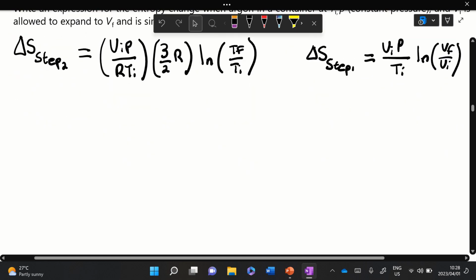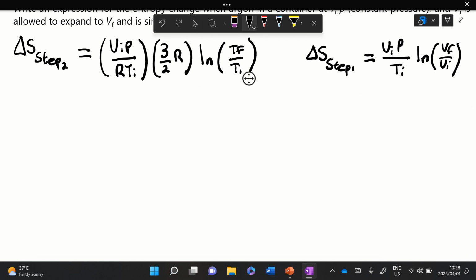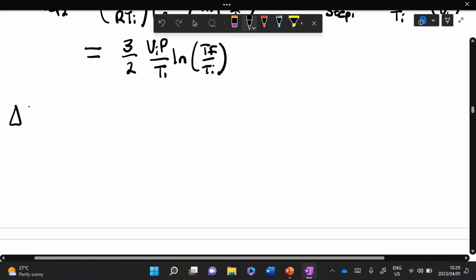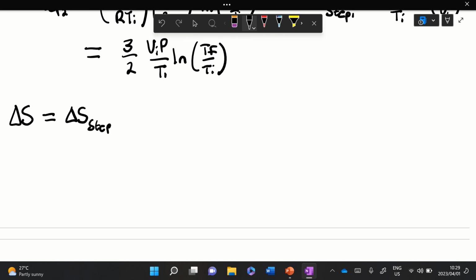Okay, so we can just quickly rewrite this a bit. The R's will cancel, so then we're going to get 3 over 2 VIP over TI ln of TF over TI. And this one's already in that form. Anyway, you know what I mean. Now all that's left is the total entropy change. In other words, delta S is equal to the sum of these two things, so step 1 plus step 2.